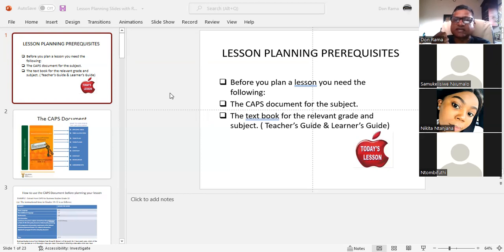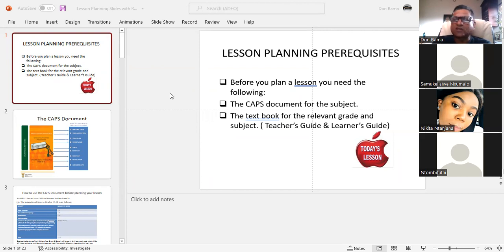The first is the CAPS document for your subject. So where are you going to find this CAPS document? You will find the CAPS document for your subject on the internet, right? You also need the textbook for that grade and subject. Now, normally they have two textbooks. They have a learner's guide and a teacher's guide, right?